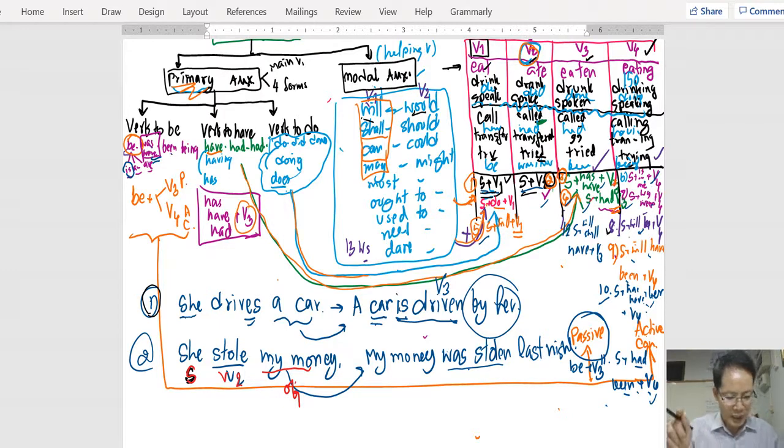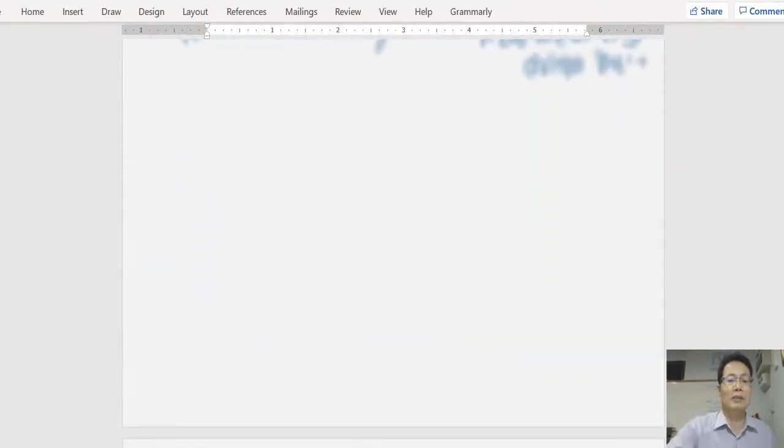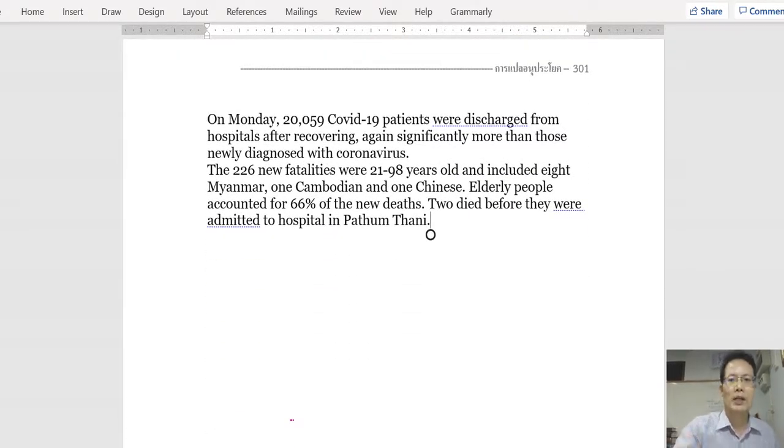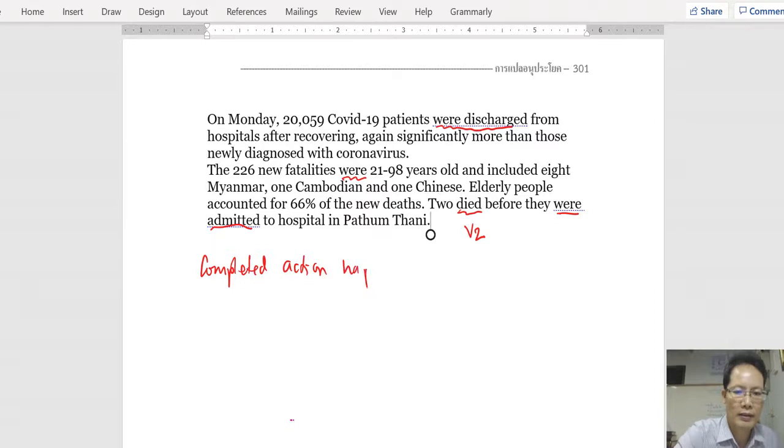Past simple tense indicates that a complete action happened in the past at a specific time. Using verb 2 as main verb, from the Bangkok Post. This one is passive voice, and this one is active voice. This one is active voice, verb 2. What about this? This one is passive voice, all about past simple tense. Let me go on by telling about completed action, which happened in the past.